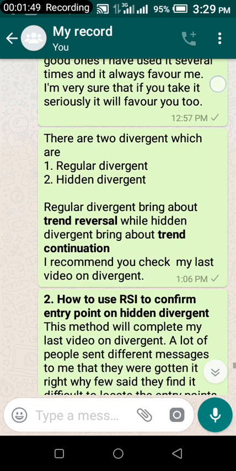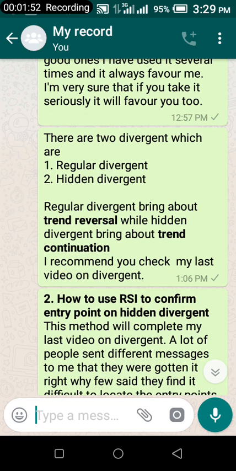In my last video, I taught you the two different types of divergence. I said we have a regular divergence and we have a hidden divergence. A regular divergence simply brings about a trend reversal. That is, if you are in an uptrend and you spot a regular divergence, it's likely that that trend is going to reverse. But a hidden divergence brings about a trend continuation.